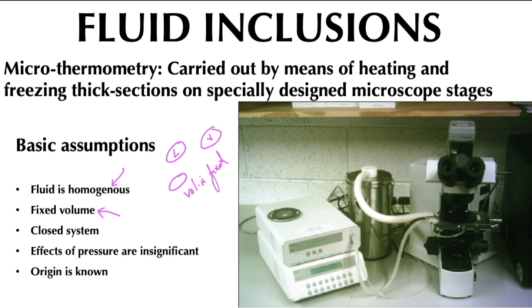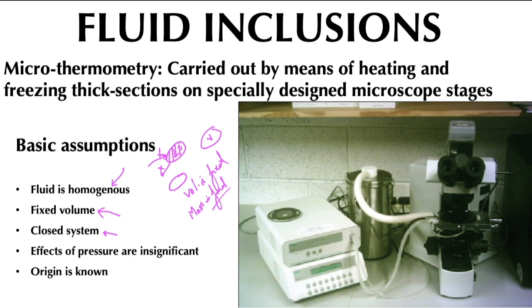Now we also assume it to be a closed system. That means nothing is going inside and nothing is coming out of this inclusion. So the material which is present inside the inclusion is fixed. So we can say that the mass of this is fixed, right? Because it is a closed system, the matter is not going inside or coming outside the fluid. So the mass is fixed.